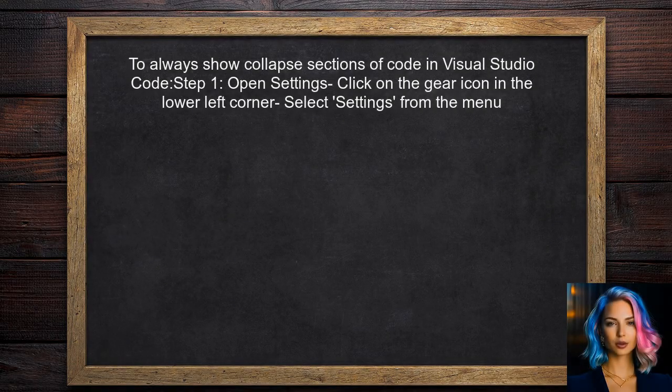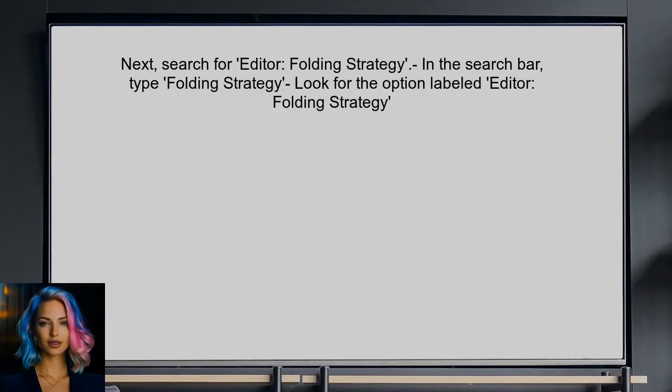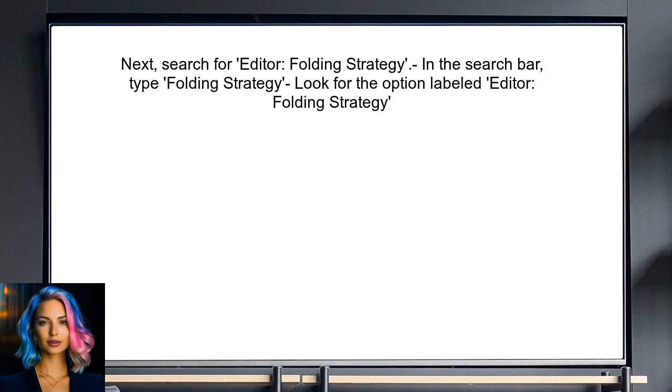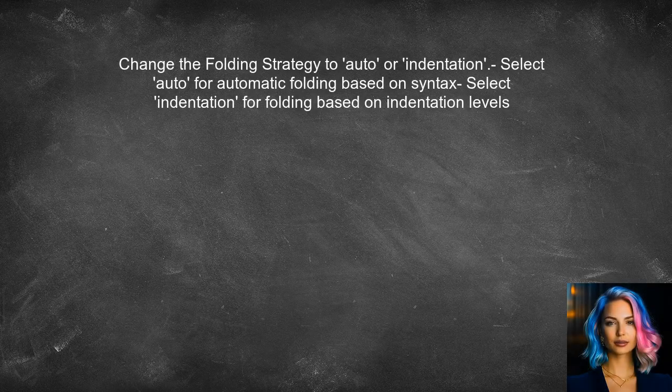To always show the collapsed sections of code in Visual Studio Code, the user needs to adjust the settings. First, they should open the Settings menu. Next, the user should search for the setting called Editor Folding Strategy. This setting controls how code folding behaves. The user should change the folding strategy to auto or indentation.